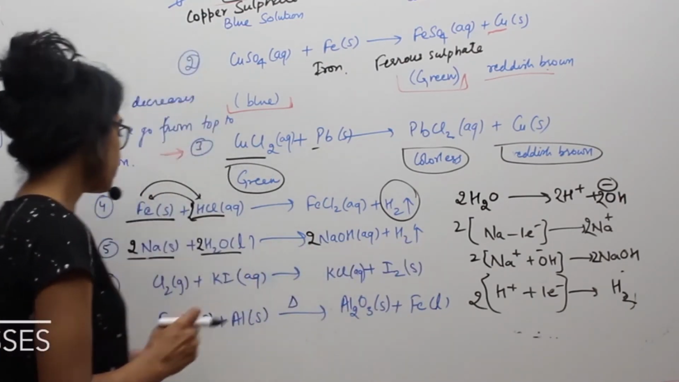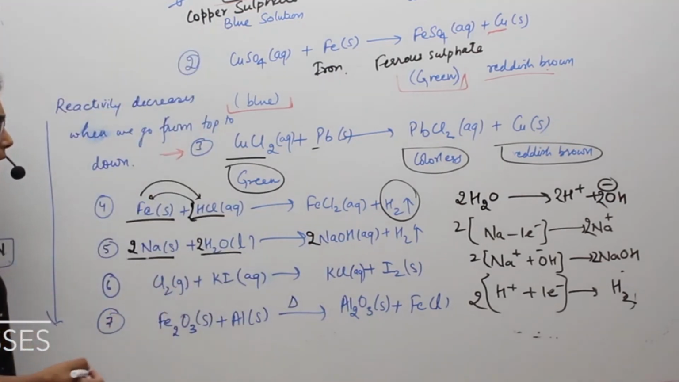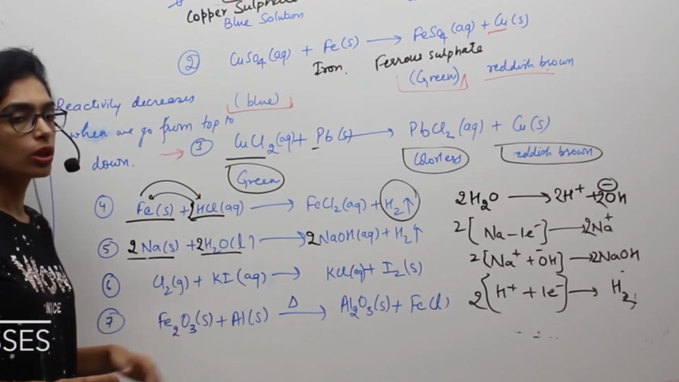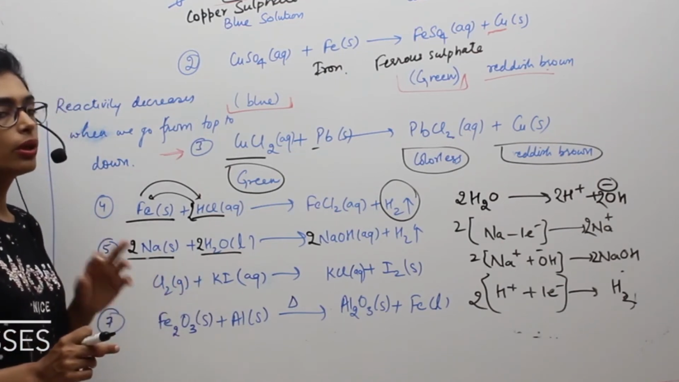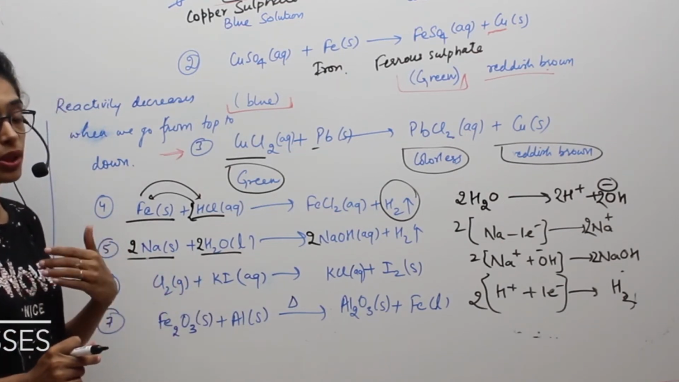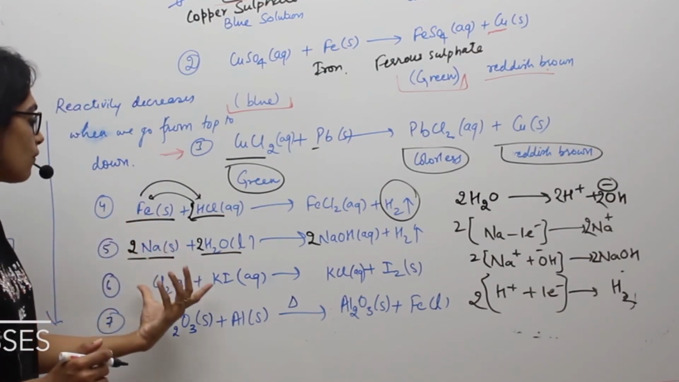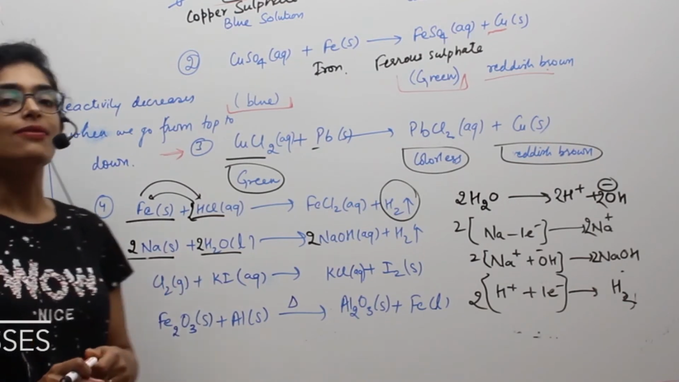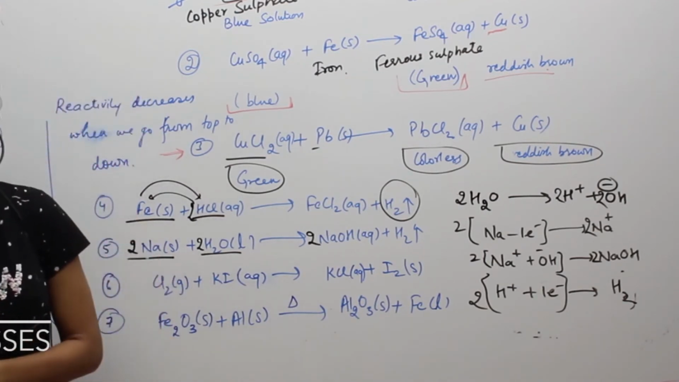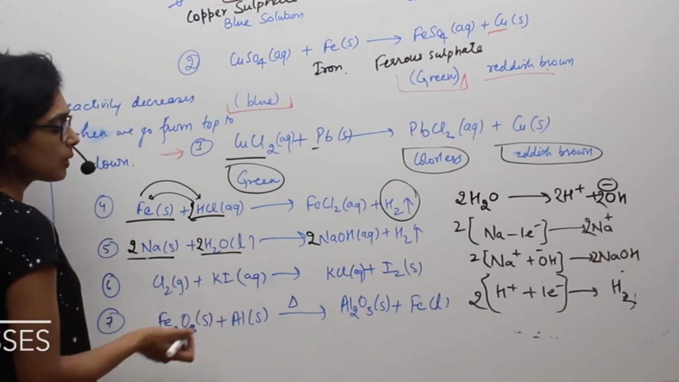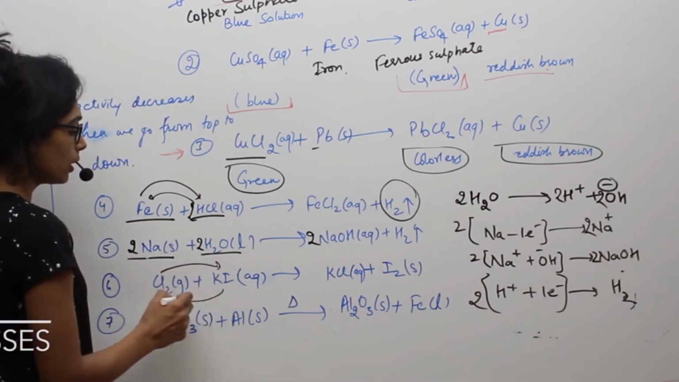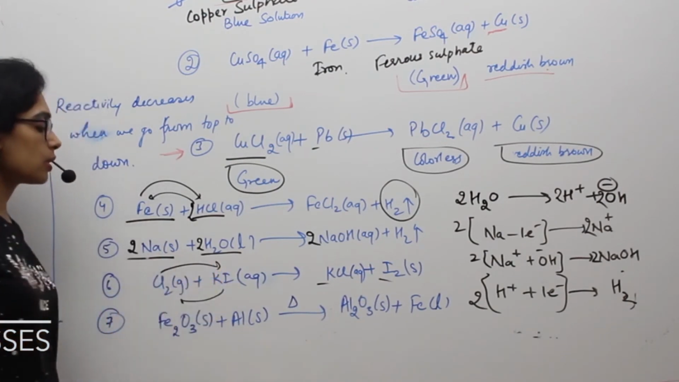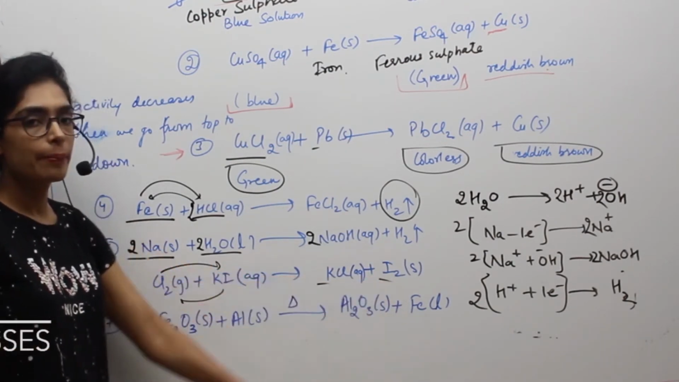Now similarly we have Cl2 plus KI. Again, in this case you would see that the chlorine and iodine are displacing each other. Basically this is about the reactivity of iodine and chlorine, which are non-metals. You have to take it as a matter of fact that chlorine is much more reactive than iodine. So if it sees iodine somewhere, it will just displace it. Chlorine displaces iodine, and it will become KCl plus I2.